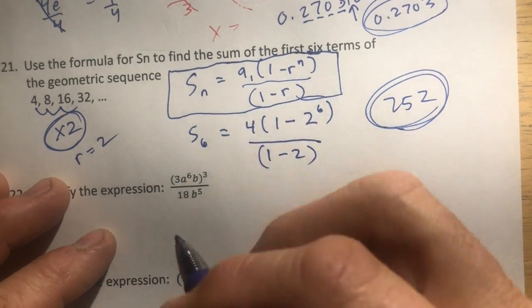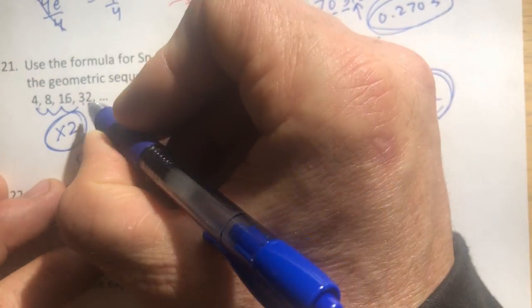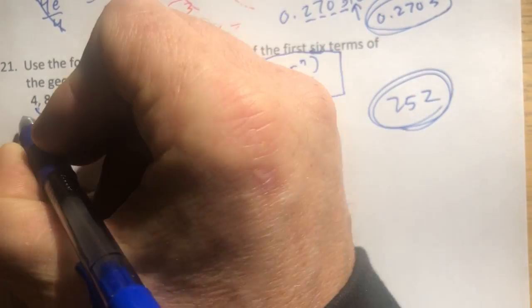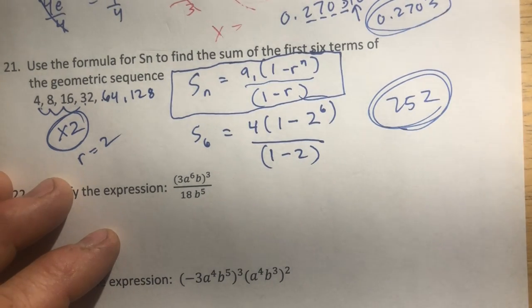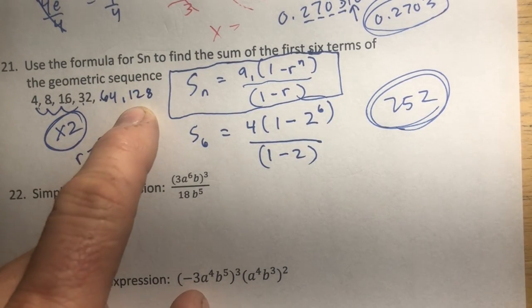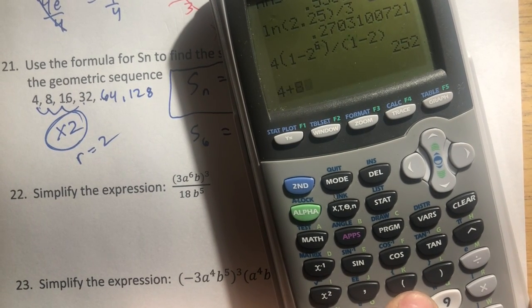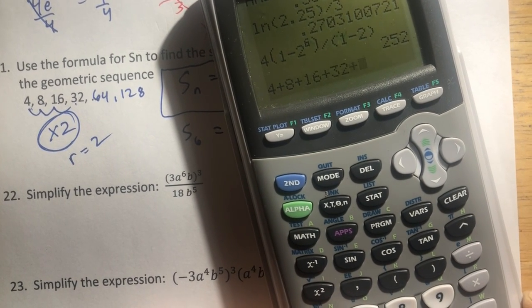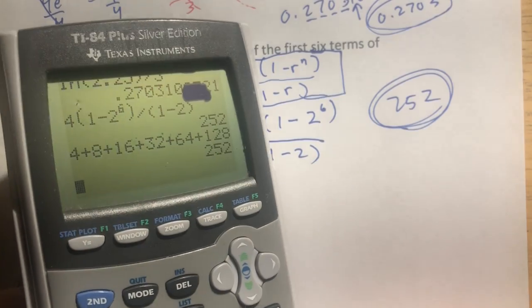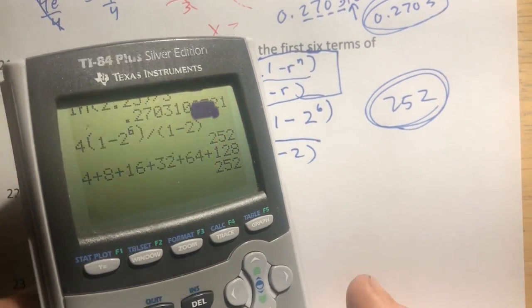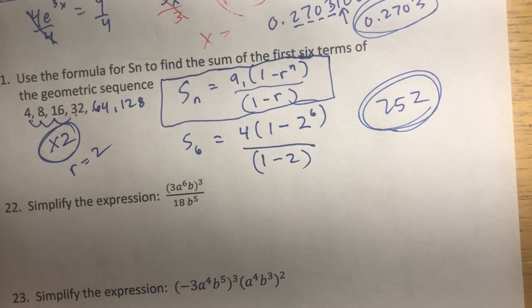Now what you could do, there's 1, 2, 3, 4. If I times it by 2, I get 64. Times that by 2, I get 128. And now just add those up. There's the first 6 terms. You just add those together. That's all you're supposed to be doing. But 4 plus 8 plus 16 plus 32 plus 64 plus 128. And look there, it comes out to 252 again. See there? So there's my answer right there, 252.